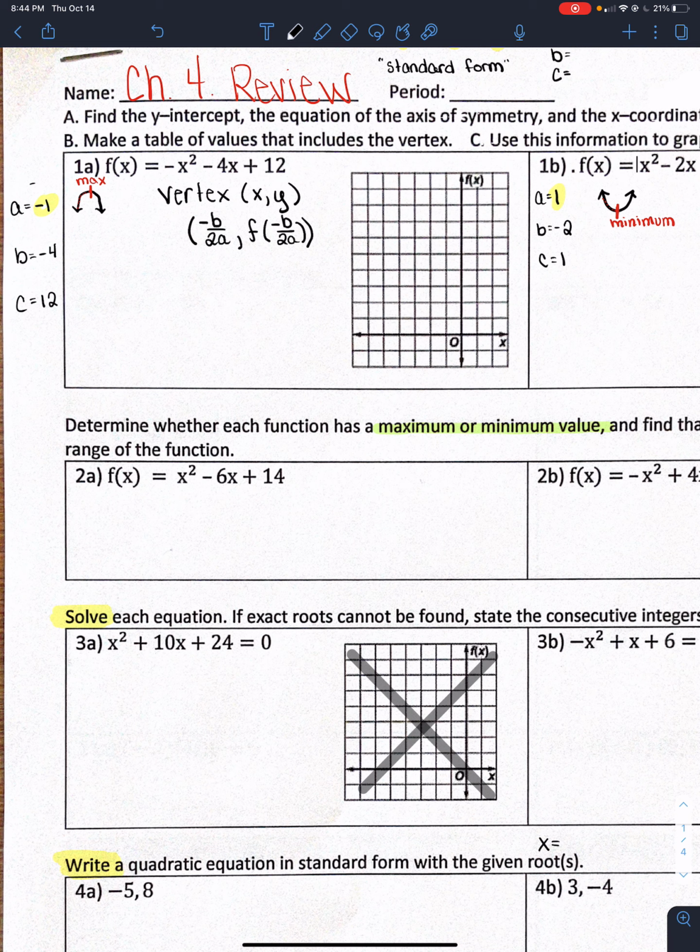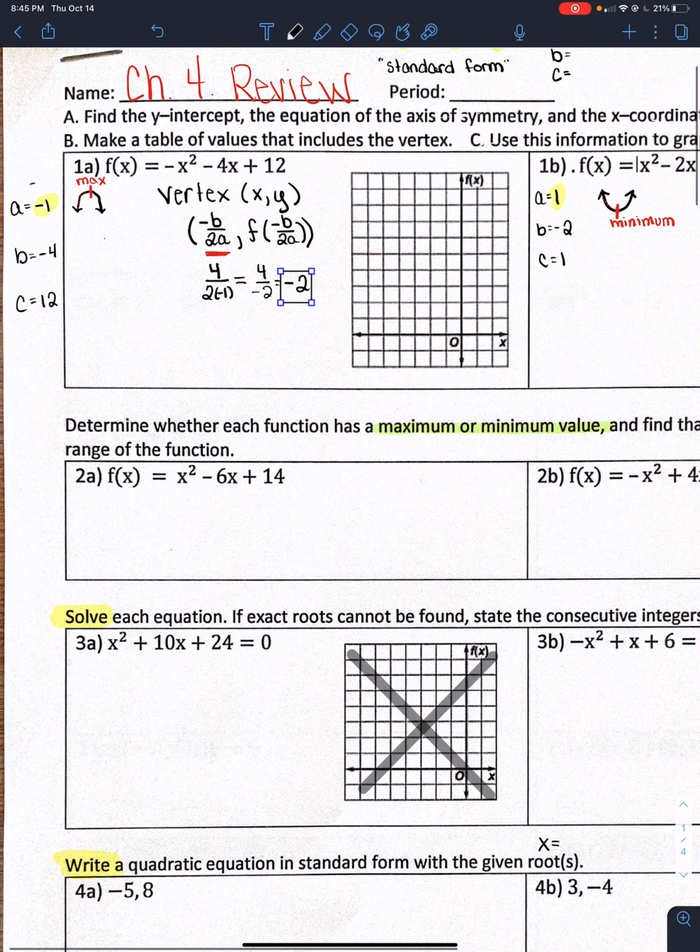All right, so let's first find this x value. So opposite b over 2a. Opposite b is +4 over 2 times the a value of -1. So that gives us 4 divided by -2, so that comes out to -2. That's the x value of the vertex.